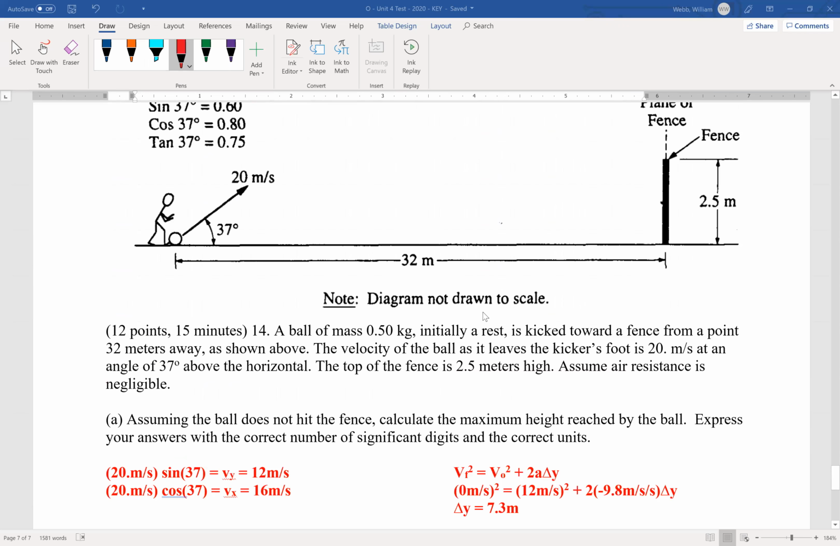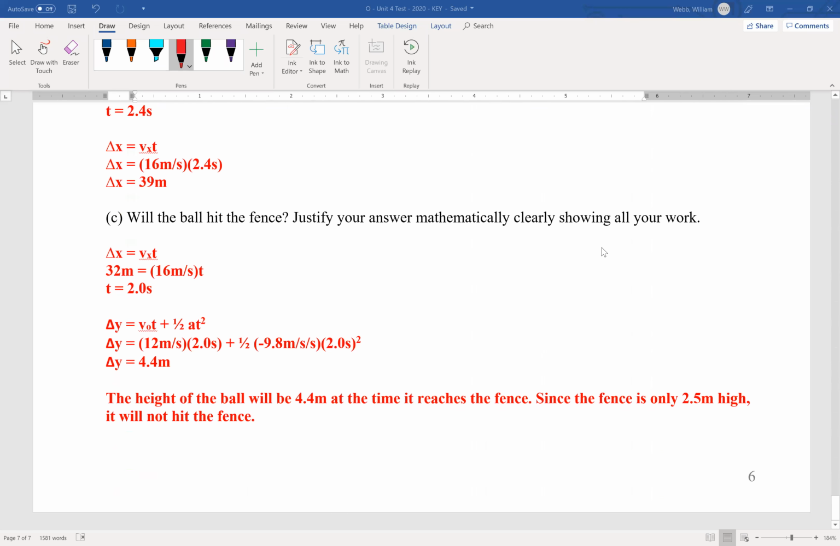So if we go back to the picture, the fence is 32 meters away. I need to know how high it is when it's at 32 meters. So my approach was, well, how long does it take to go 32 meters? Once I know that time, how high is it at that point in time? That's not the only way you could do it, but that's the way I approached it. I think it's a pretty direct method.